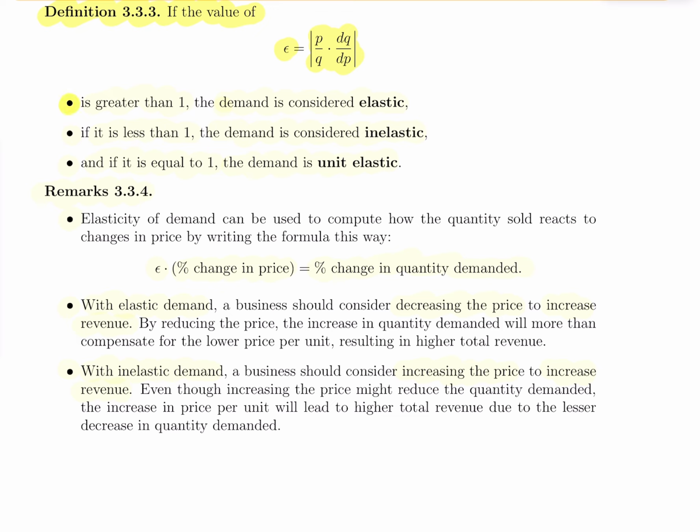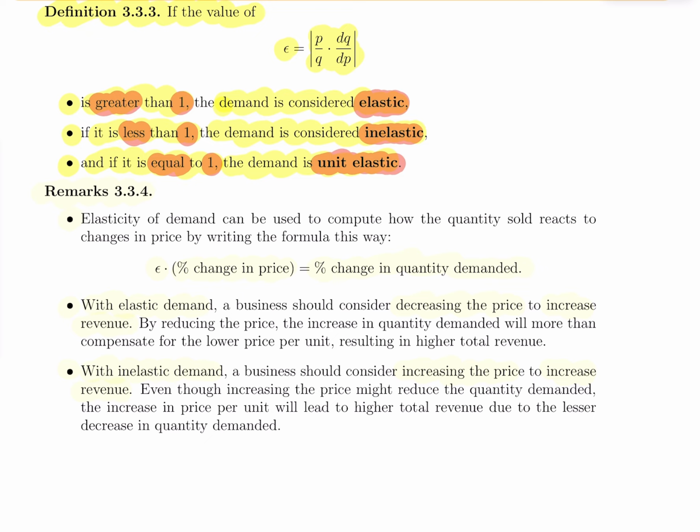So the first scenario is that if the elasticity is greater than 1, then we say that the demand is elastic. Meanwhile, if the elasticity is less than 1, we say that the demand is inelastic. And if epsilon, the elasticity, is exactly equal to 1, which will rarely happen, then we say that the demand is unit elastic. All right, that's a bunch of terminology.